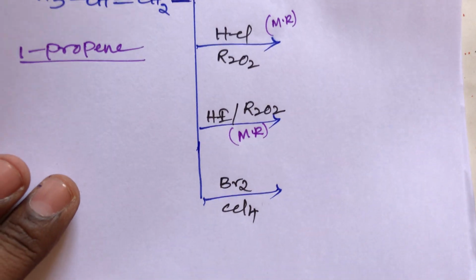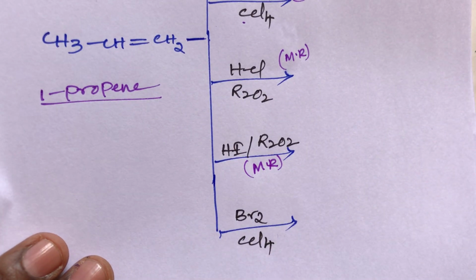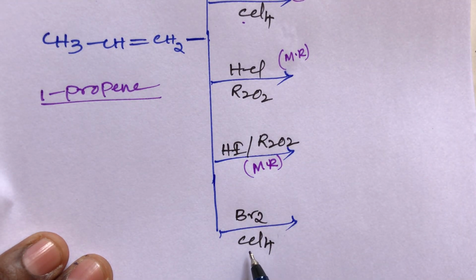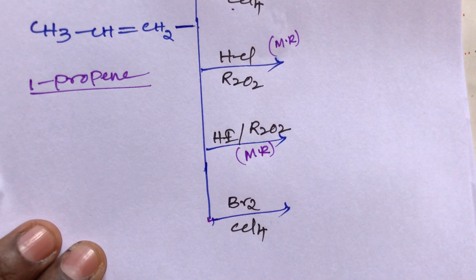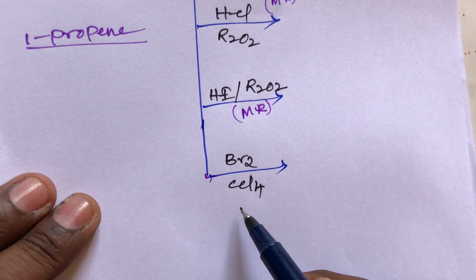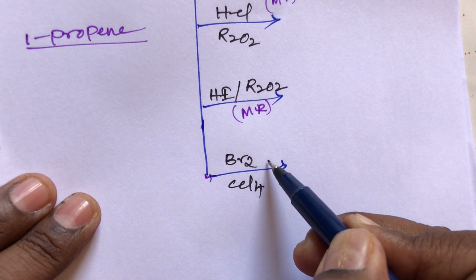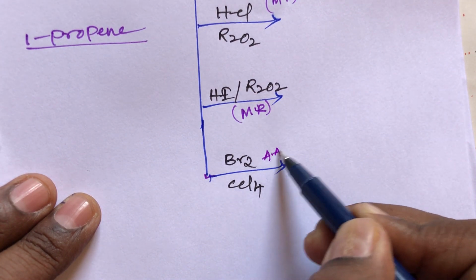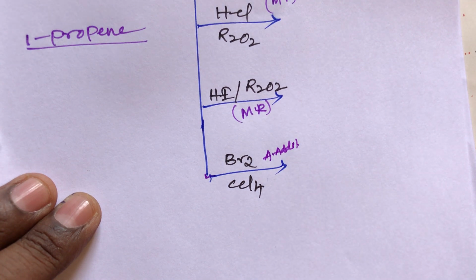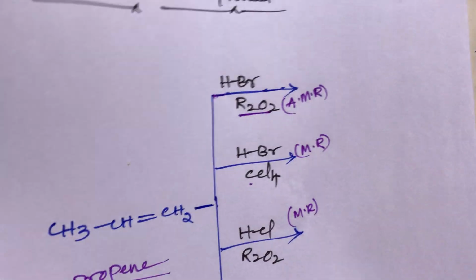And next, students, Br2. When 1-propene reacts with Br2 in the presence of CCl4, that is bromination. This bromination in a non-polar solvent belongs to anti-addition reactions. So it is an anti-addition reaction. These are the simple tricks, students. So now write the products.